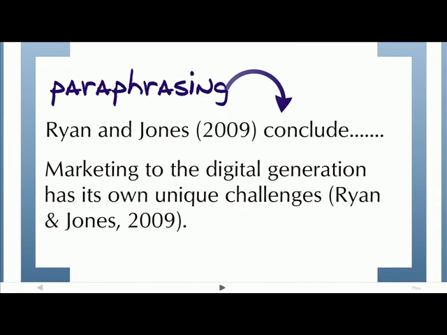Here are a couple examples where the information has been paraphrased. In the first example, the author's names are included as part of the sentence, so they are not in parentheses. They are always followed by the publication year, which is not part of the sentence, so it is in parentheses. In the second, the information has been paraphrased and then attributed to Ryan and Jones at the end of the sentence.